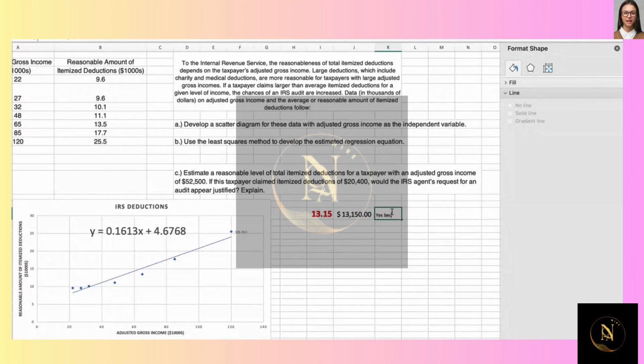Yes, because that is over $7,000 more than what is reasonable.